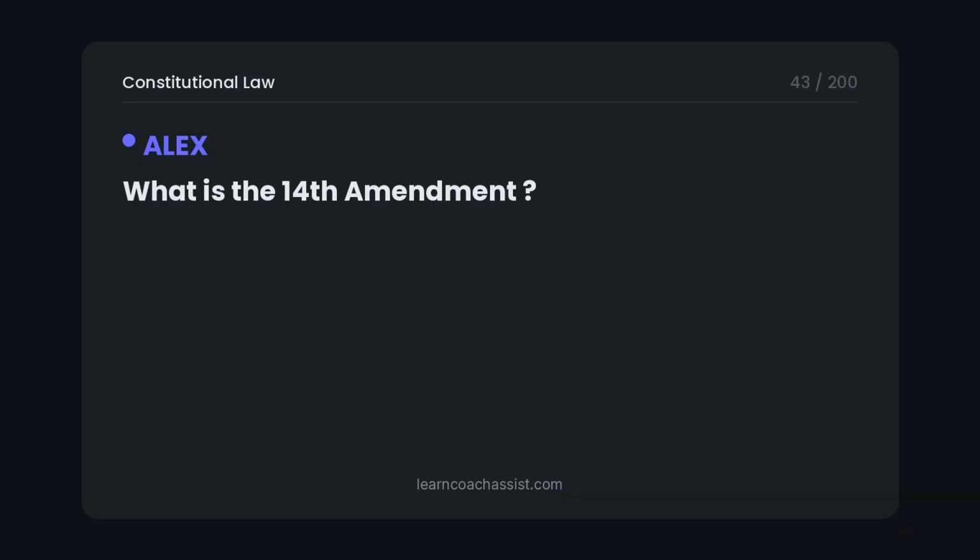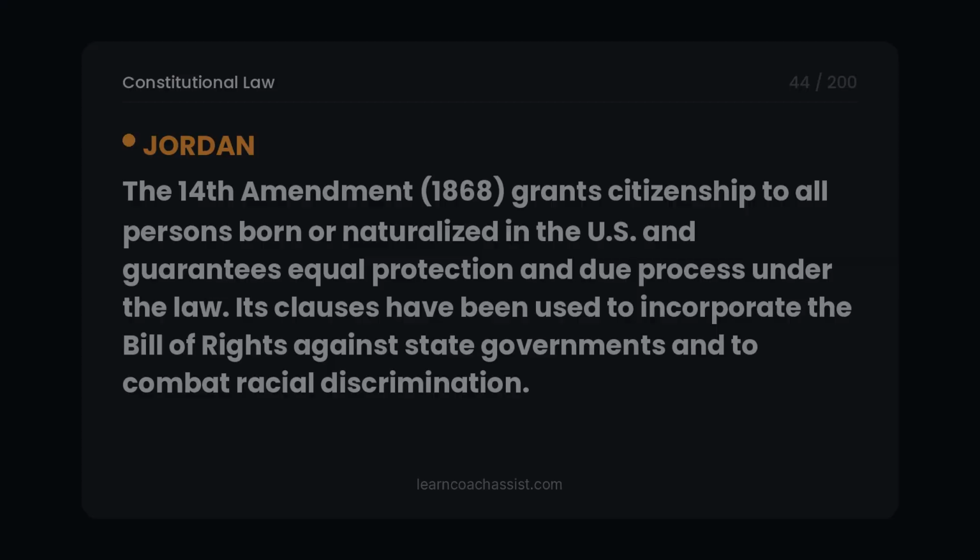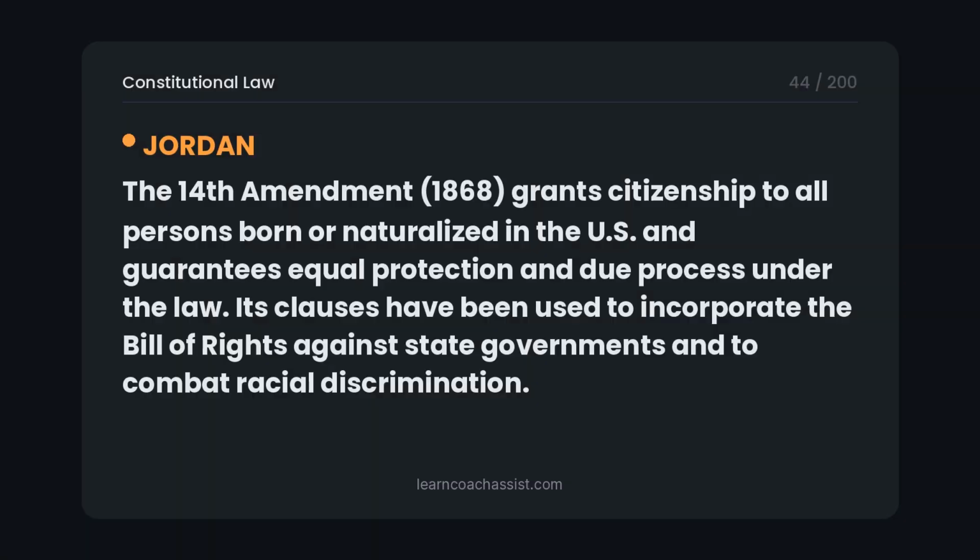What is the 14th Amendment? The 14th Amendment, 1868, grants citizenship to all persons born or naturalized in the U.S. and guarantees equal protection and due process under the law. Its clauses have been used to incorporate the Bill of Rights against state governments and to combat racial discrimination.